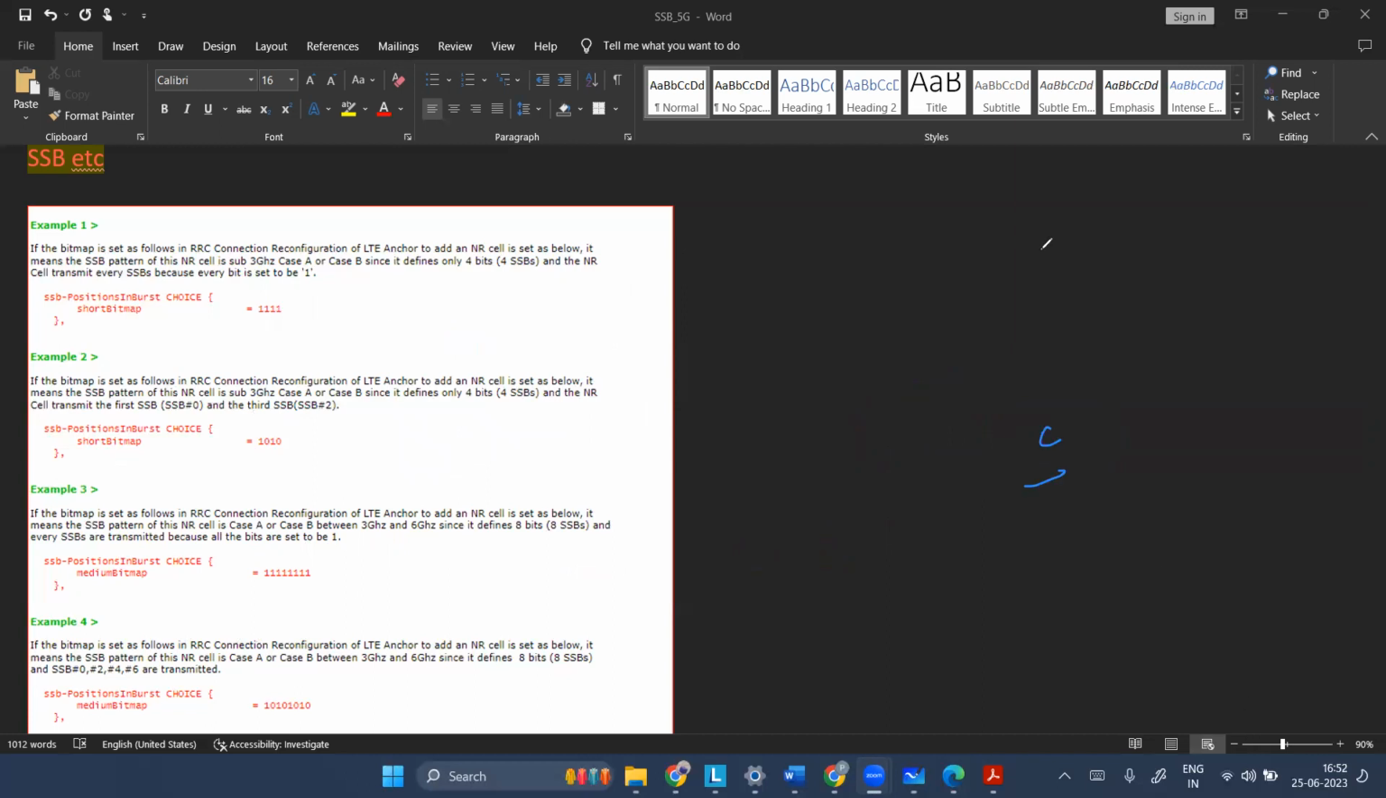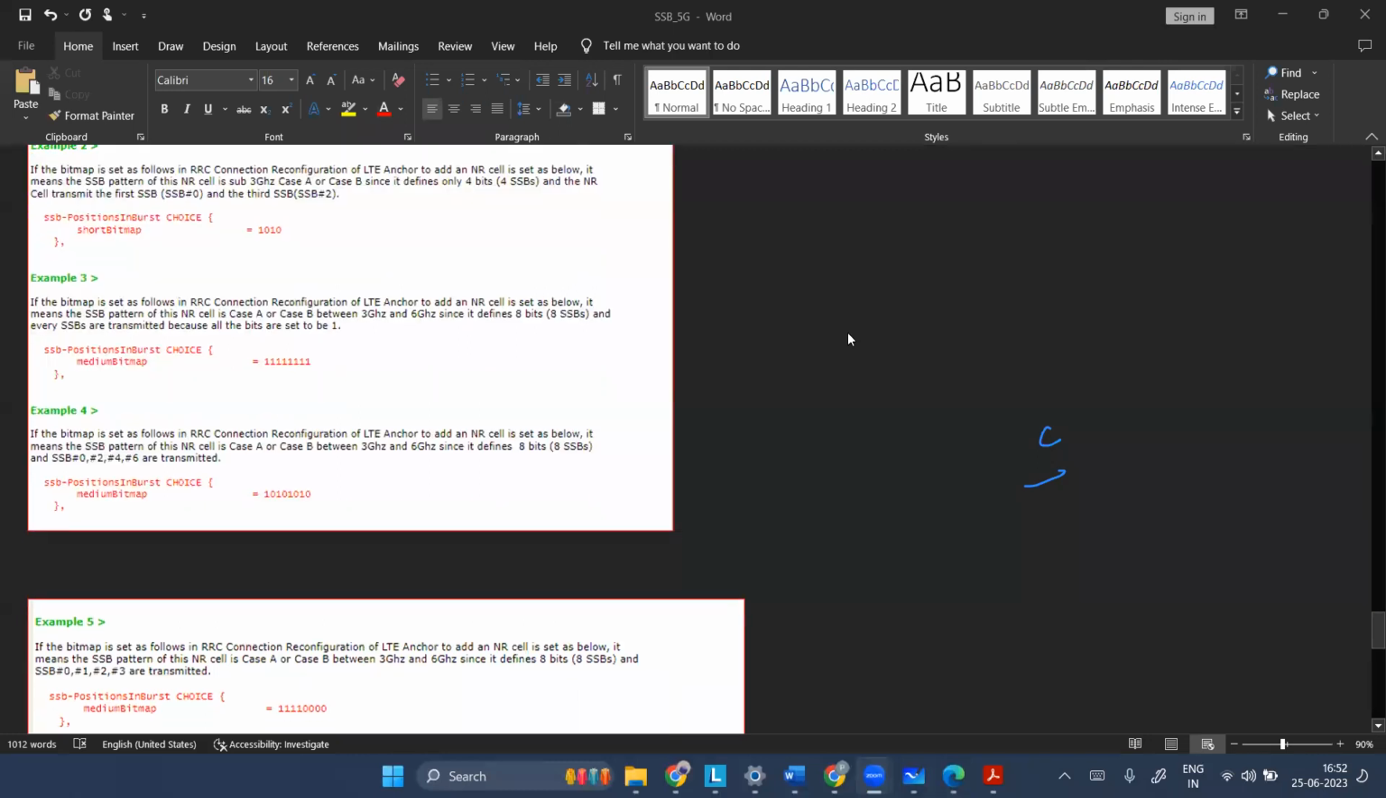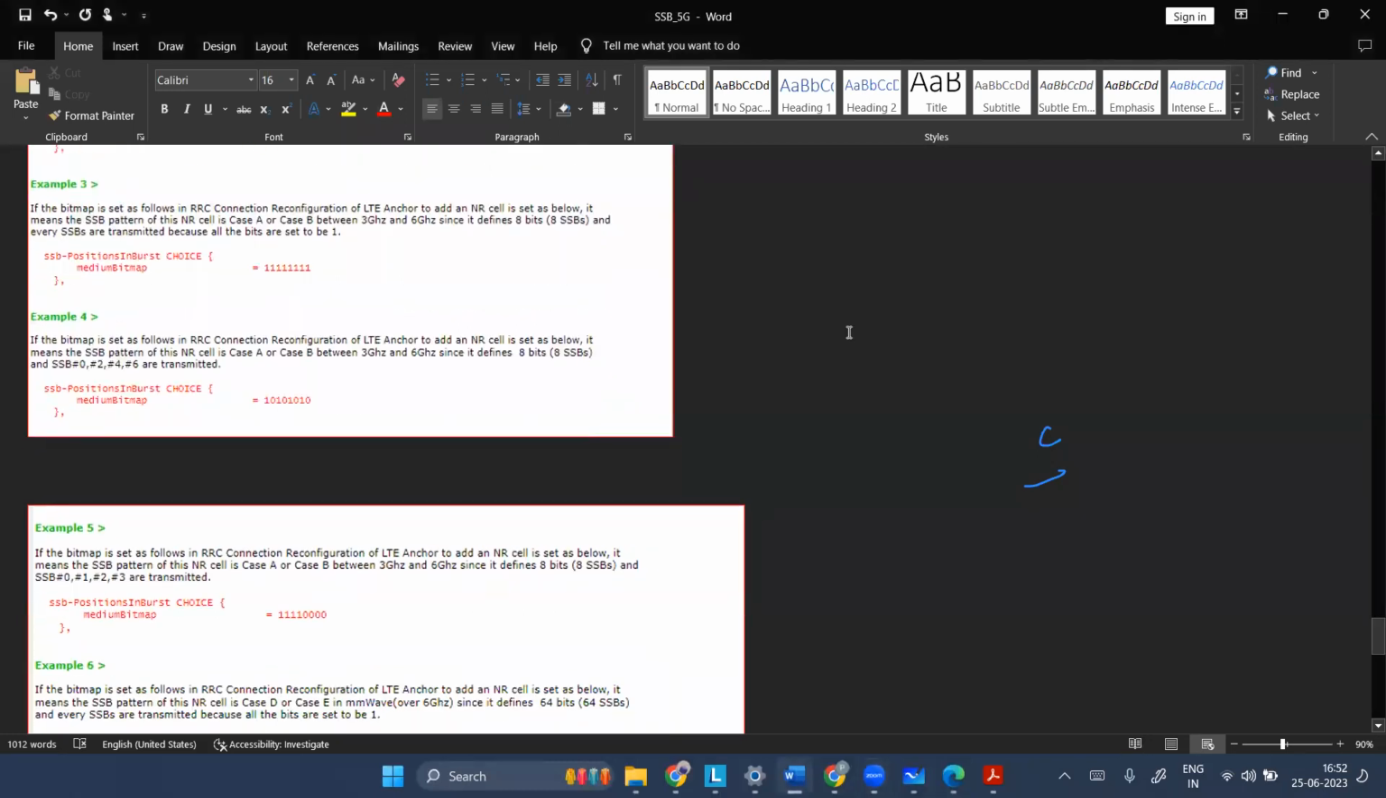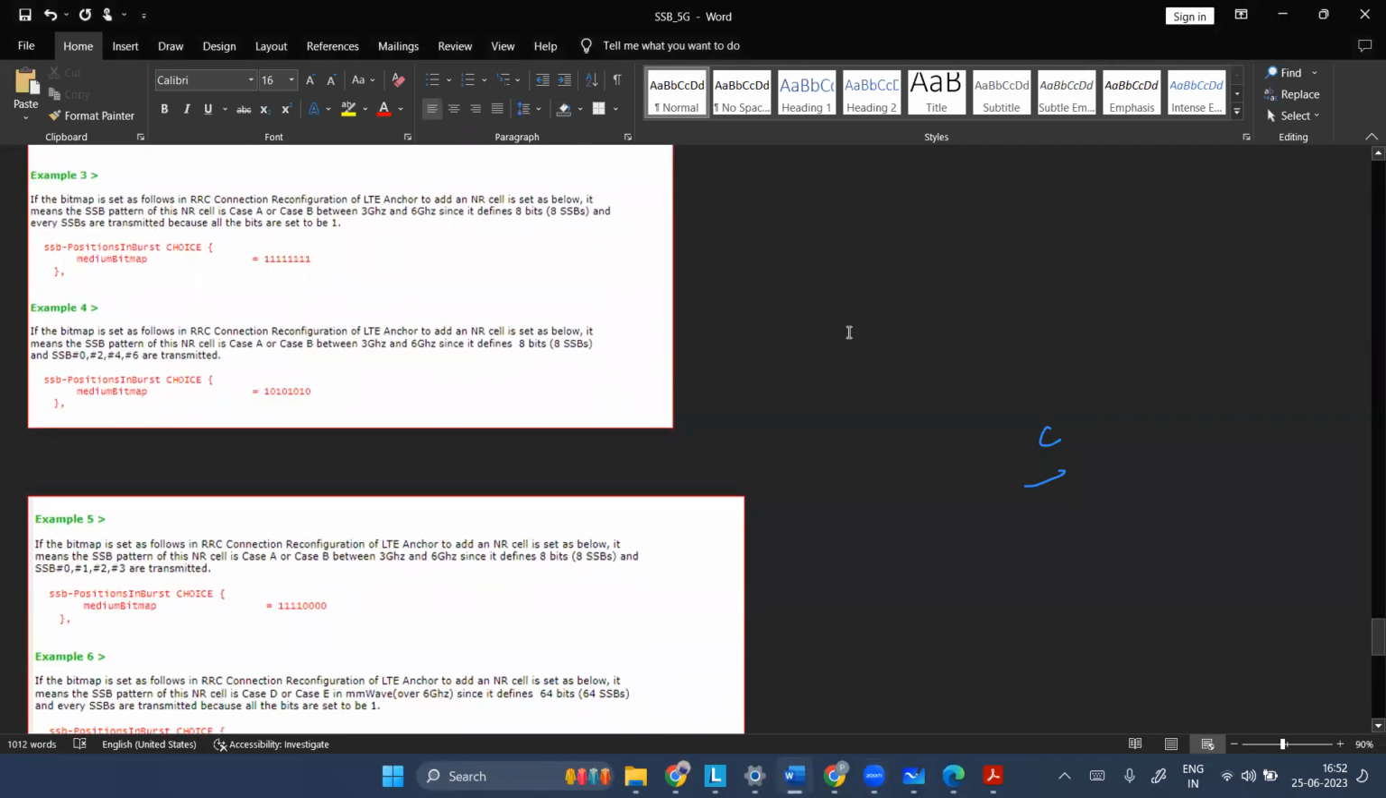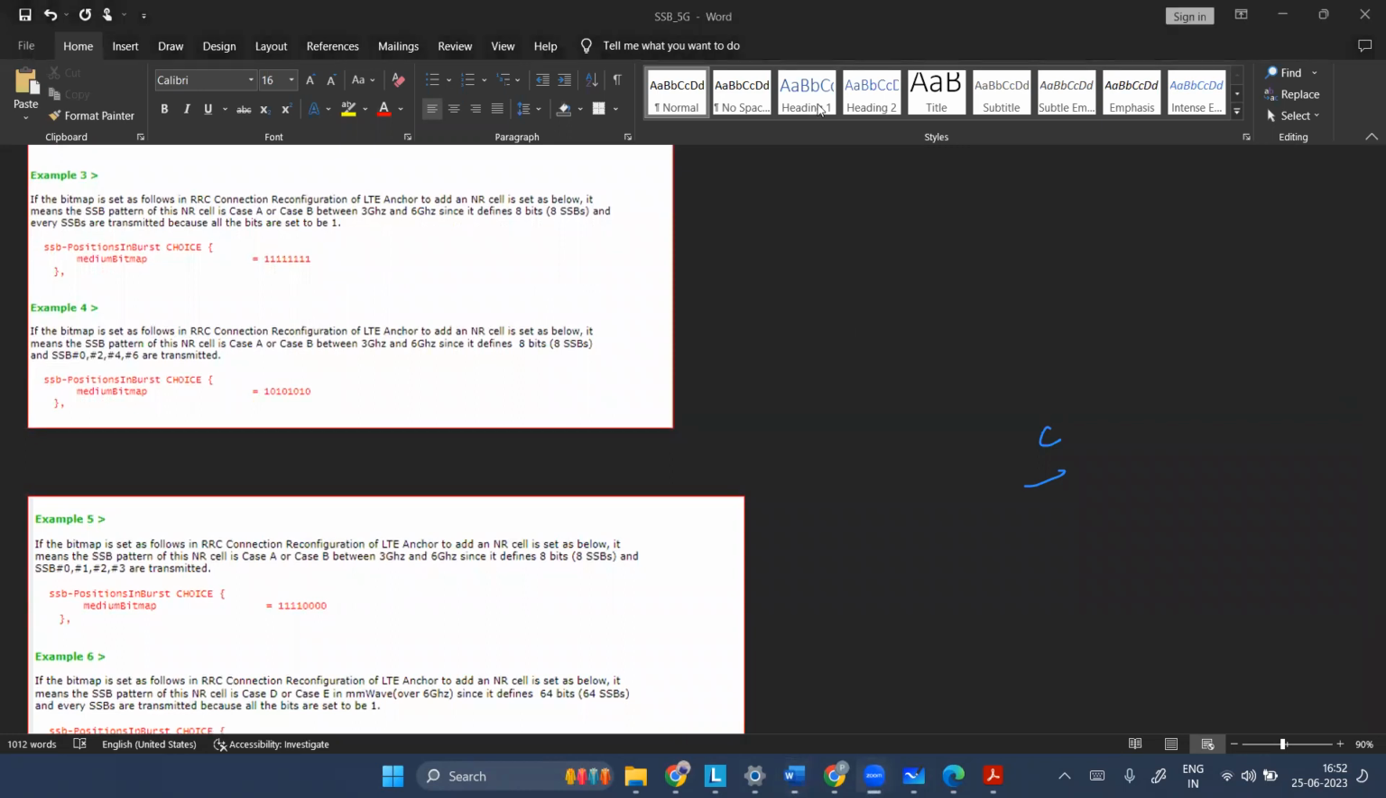Okay, we scroll a little down for this. Our example 3 basically has 8 SSBs, so all ones means all 8 SSBs are transmitted. In example 4, we have bits 0 to 7, and bits 1, 3, 5, and 7 are 1, so it means 4 SSBs are transmitted.